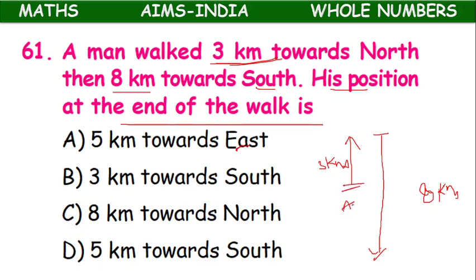he is starting from A, he went up to B, and from B he came down to C. Now we have to calculate the distance from the starting point to the ending point. We have to tell his position at the end of the walk. How can we tell his position? Based on the starting point and the ending point, we can tell his position.